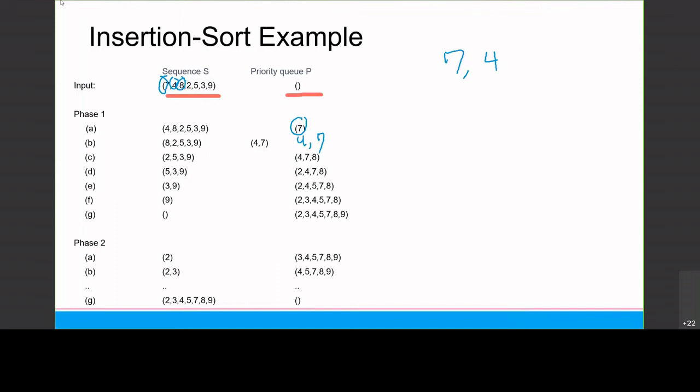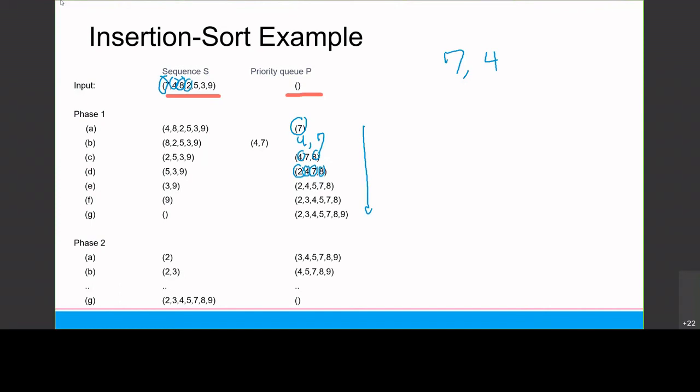When we want to insert 8, we check: is 8 lower than 7? No. Is 8 lower than 4? No. Then 8 will be at the last. And then I want to add 2. The same, we check every other element. Is 2 less than 8? Yes. Less than 7? Yes. Less than 4? Yes. Then 2 will be at the first part. And so on, until we have all these things.